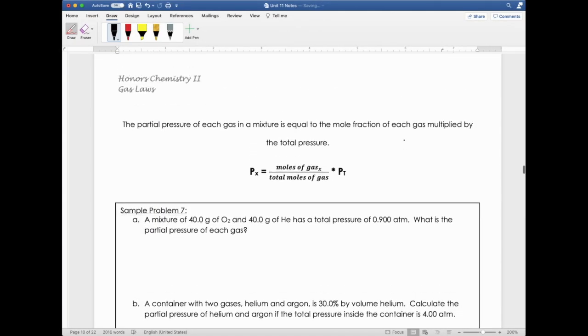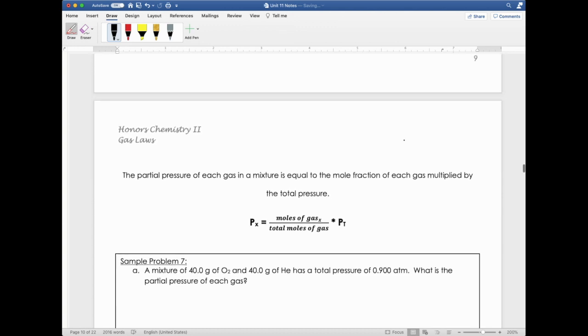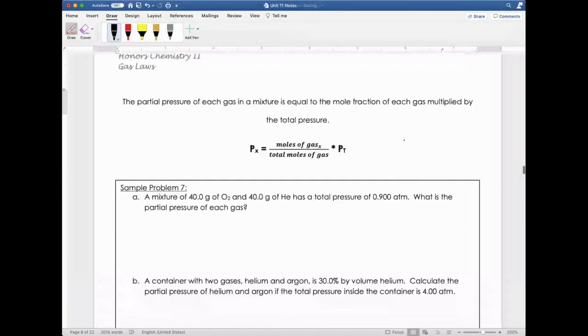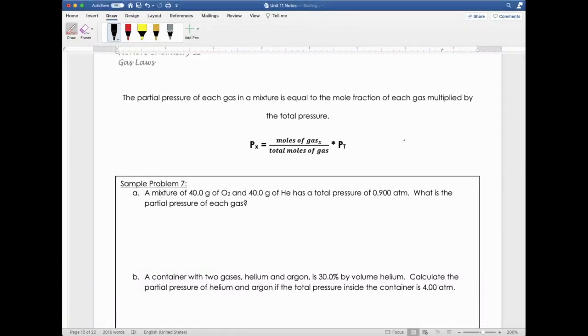After going over the basics of Dalton's law, I wanted to introduce just another example, using algebra to think about another way of solving this. The partial pressure of each gas in a mixture is equal to the mole fraction of each gas multiplied by the total pressure. In this case, X is equal to some gas. Let's make a note of this here. X is equal to some gas. That gas could be hydrogen, it could be helium, it could be carbon dioxide, whatever.